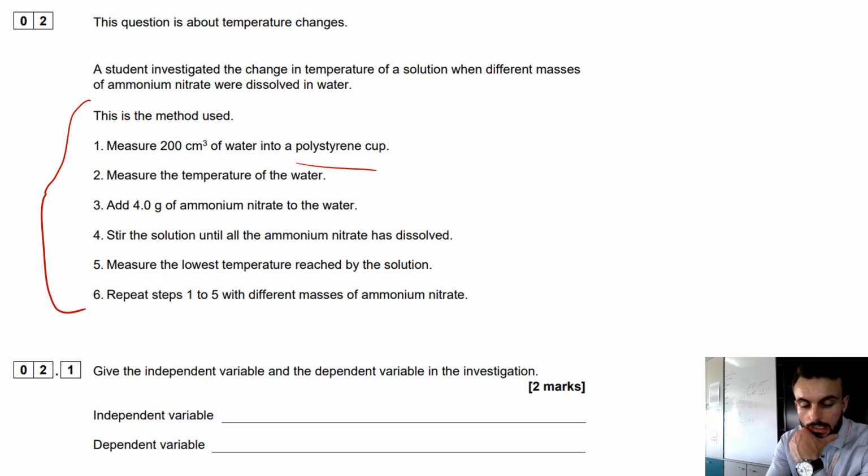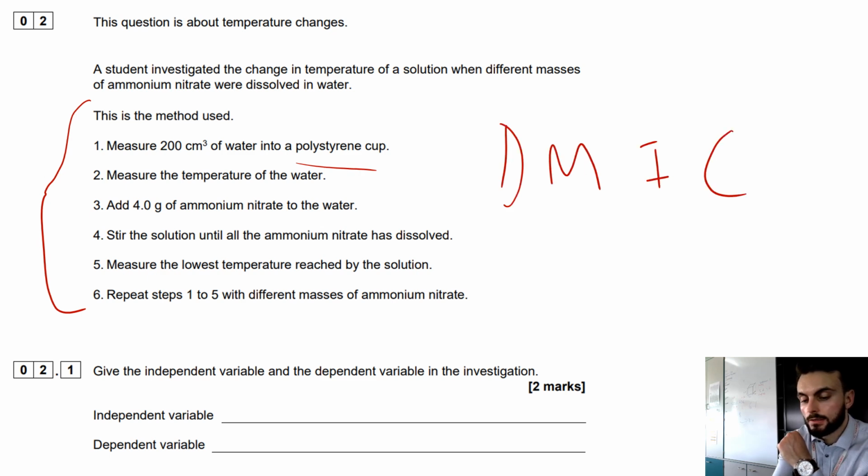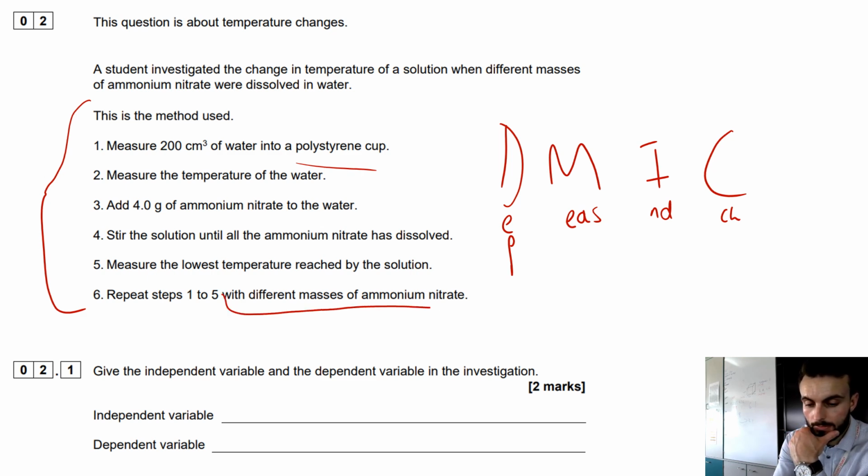You can read. The independent variable and the dependent variable in the investigation is what we're trying to find out. Remember, don't mess in class. Dependent, you measure. Independent, you change. Right? So we'll do independent first. What are we changing in this? The key word for change is repeat with different. That's usually the form that the independent variable comes in. It says with different masses of ammonium nitrate. So that's our independent.